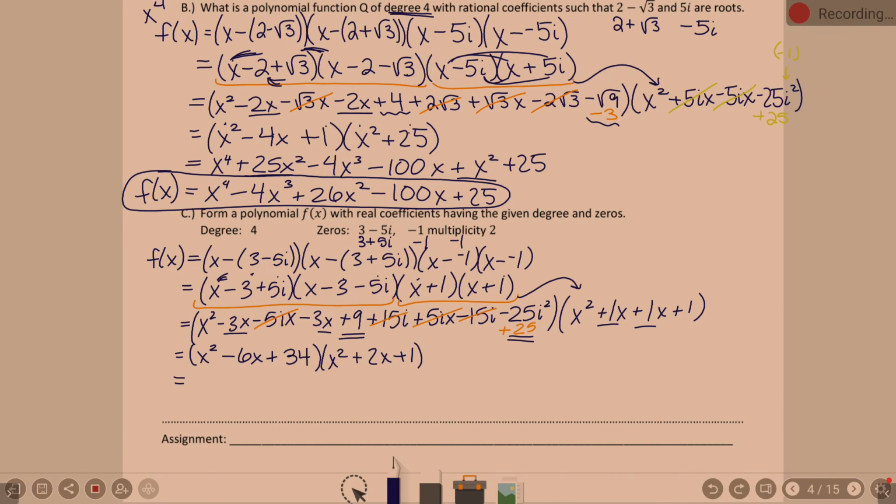This is again multiplying a 3 by 3, so you should have 9 once you multiply them out. This is giving you lots of practice of multiplying today. X squared times x squared, x to the 4th. X squared times 2x, 2x to the 3rd. X squared times 1, 1x squared. Now I'm going to distribute negative 6x. Negative 6x times x squared, minus 6x cubed. Negative 6x times 2x, minus 12x squared. Minus 6x times 1, minus 6x. And then I'm multiplying by 34. 34 x squared. 34 times 2x is going to be 68x, and 34 times 1 is going to be 34.